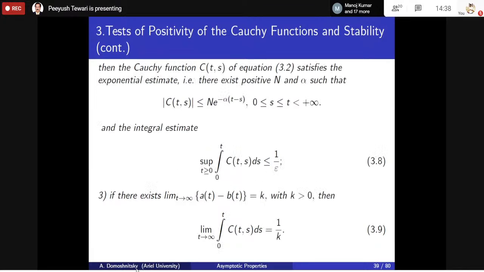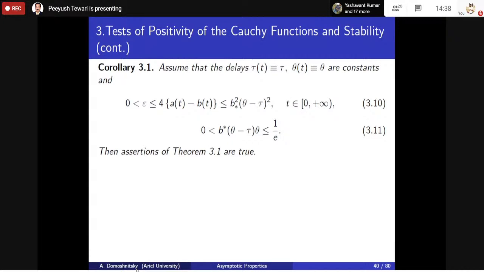Then we have an exponential estimate of C(t,s). It means that we have uniform exponential stability of our delay equation. And it is important that the integral of C(t,s) is less than 1 divided by epsilon. Okay, and next, please.